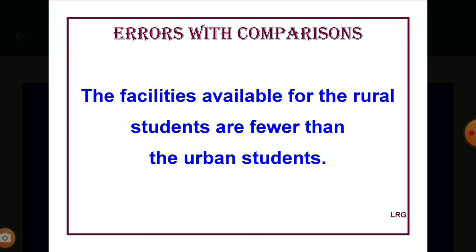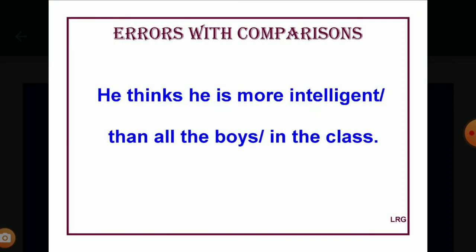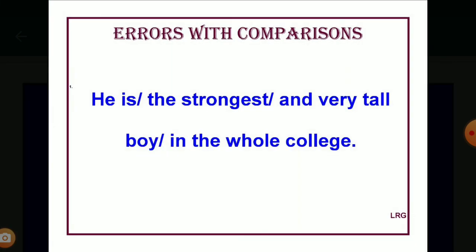The facilities available for the rural students are fewer than urban students. He thinks he is more intelligent than all the boys in the class. He is the strongest and very tall boy in the whole college. These are 3 sentences for your exercise at home. Remember the points we made at the beginning of this session. Identify the error and rectify the error.